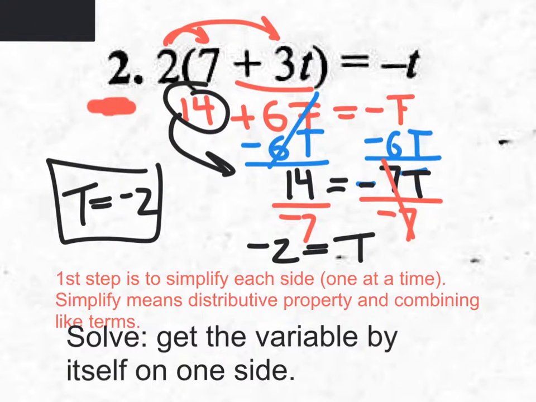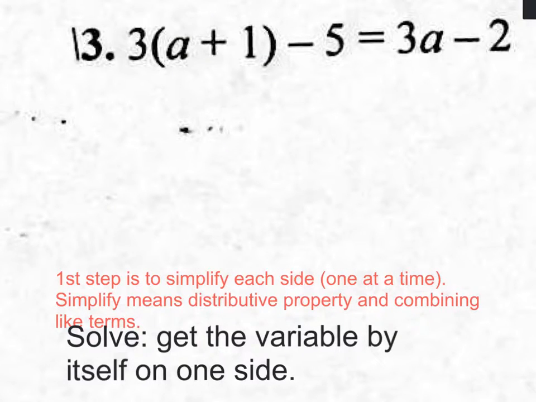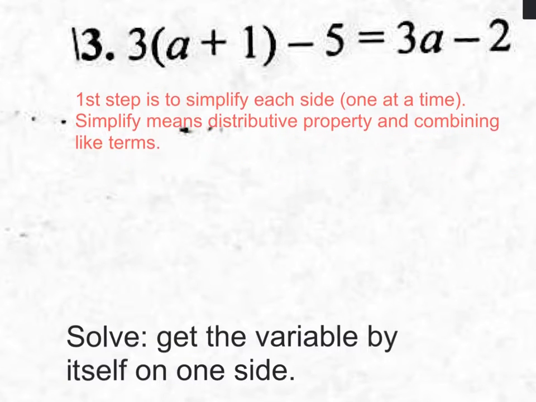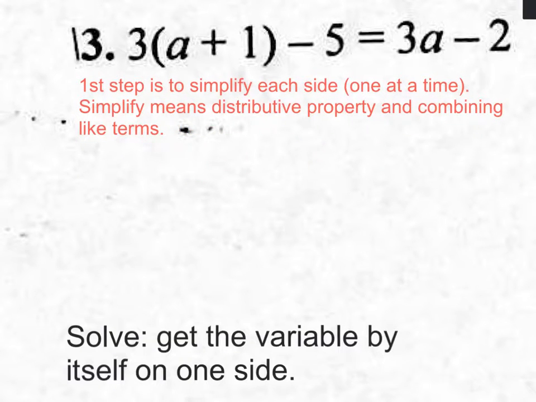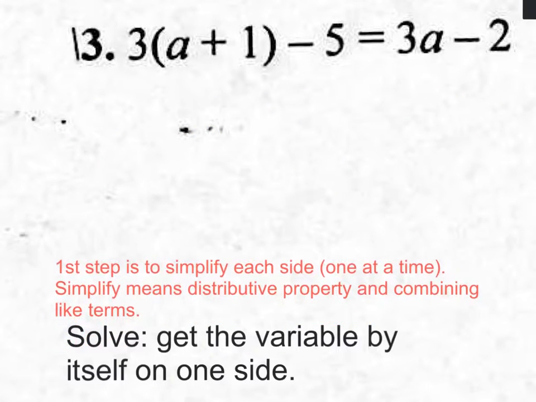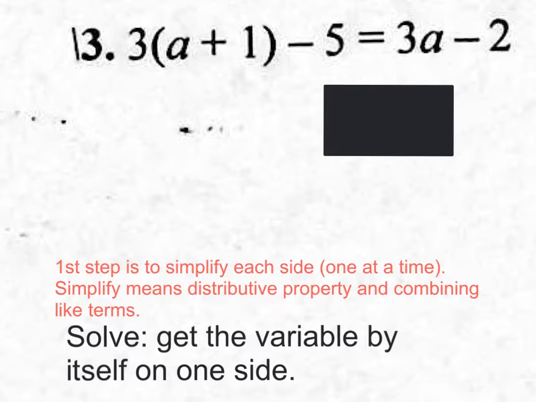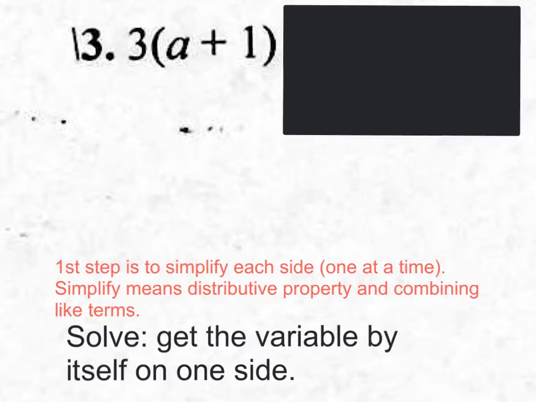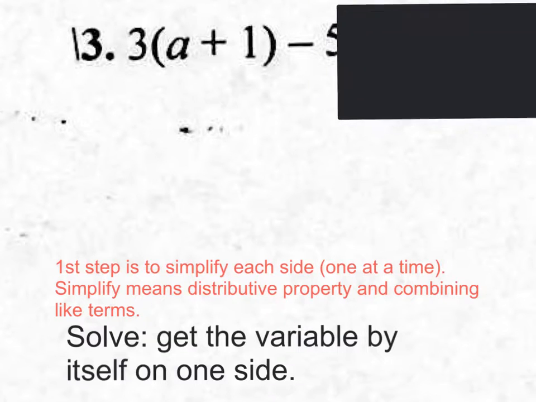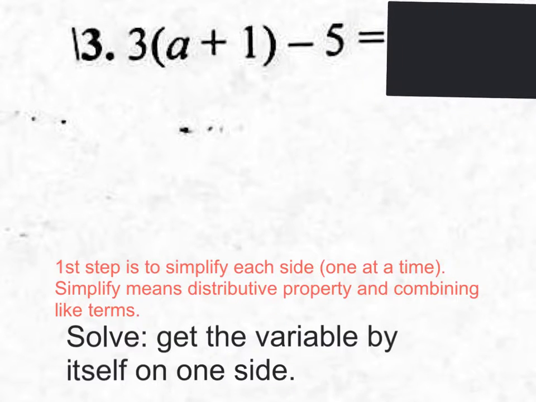So on this next one, we want to solve just the same. You want to simplify each side. That's step 1. Step 1 is to simplify each side, one side at a time. That means simply to do distributive property and combining like terms if it's there. So I like to cover one side up and just focus in on one side at a time. So I want to cover up the right side of the equal sign, and I'm going to simplify the left side. So is there any distributive property?